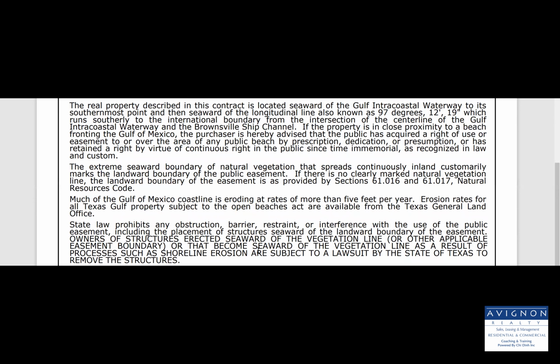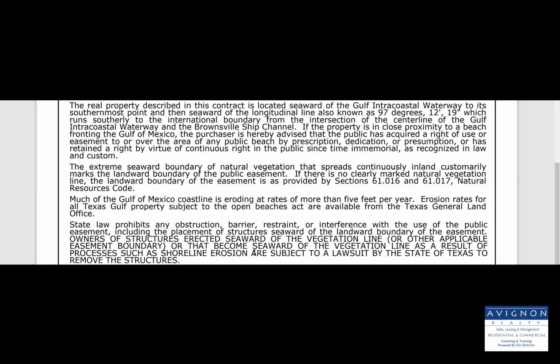Owners of structures erected seaward of the vegetation line or other applicable easement boundary, or that become seaward of the vegetation line as a result of processes such as shoreline erosion, are subject to a lawsuit by the state of Texas to remove the structures.